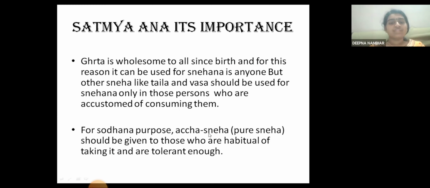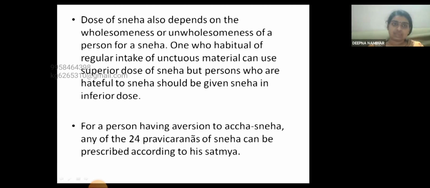And for Shodhana, Accha Sneha should be given to those who are habituated to use it. If there is Satmya to Ghrita, we can go for Ghrita. If the patient is Satmya to Taila, we can go for Taila. Otherwise, the patient will not be tolerant enough to use the particular Sneha.